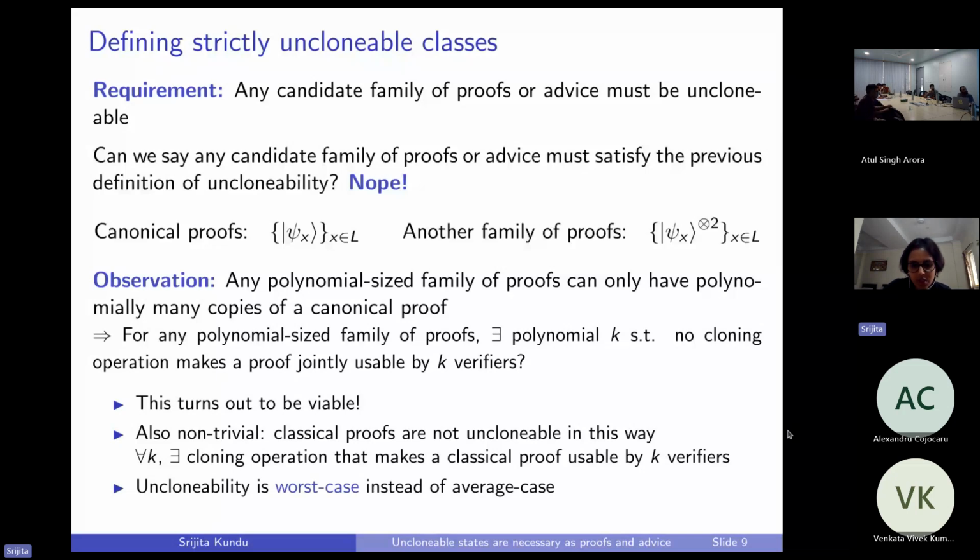The unclonability that we consider in this case is worst case instead of average case. And that is fine for us because we are doing complexity theory and everything can be done worst case.